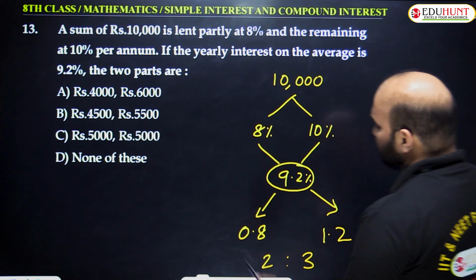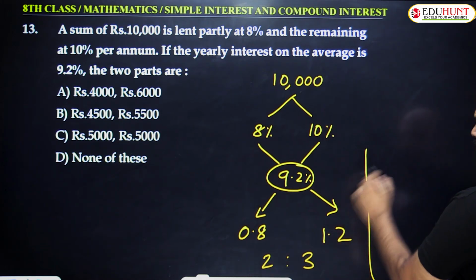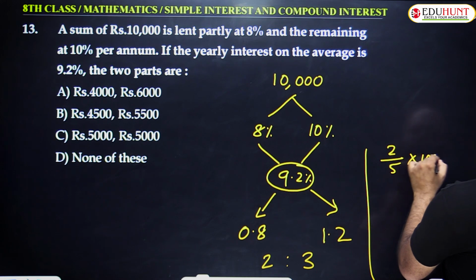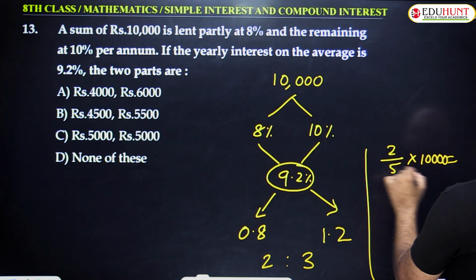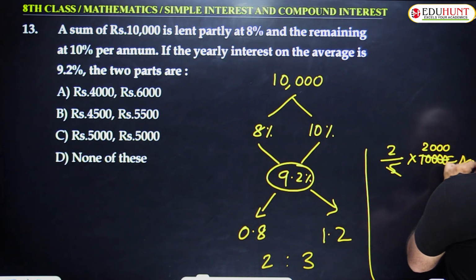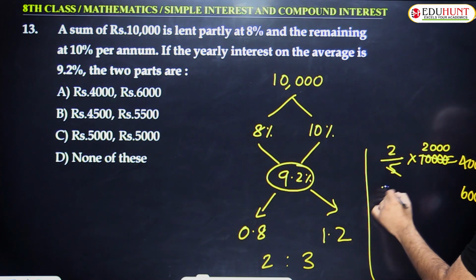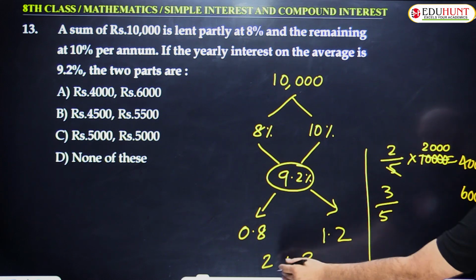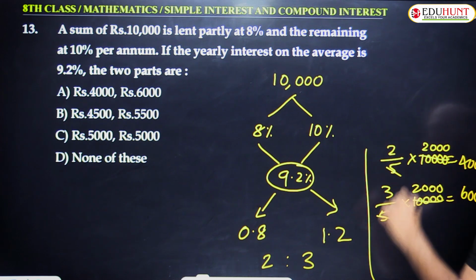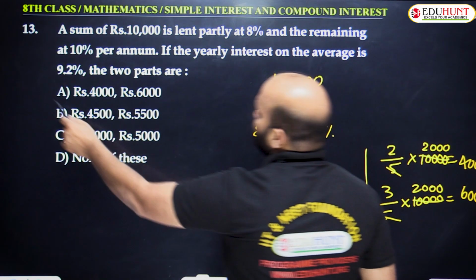But the question I am asking is the two parts. What is the first part? The first part is nothing but 2 by total 5 into 10,000. So first part, how much? 5 2s are 10, 2,000 into 2, 4,000. First part is 4,000. Second part is the remaining 6,000. How will you get 6,000? Second part is nothing but 3 by 5, total always taken in the denominator, into 10,000. So this is 6,000. 4,000 and 6,000 is the required answer. Option A is the right answer.